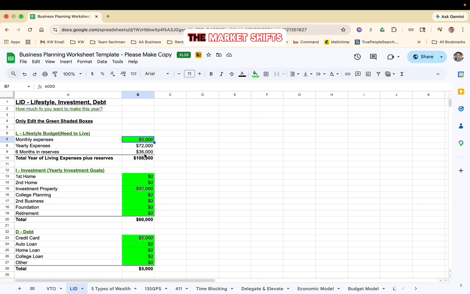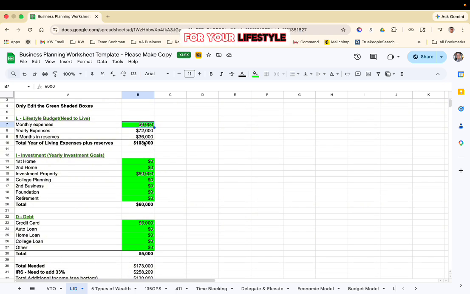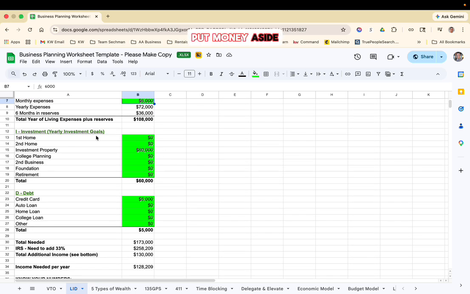We also know that when there are changes in the market shifts, we need to make sure that we have money in the bank. All right, so if you look at that, that's going to show you $108,000 total that is needed for your lifestyle. Then we come down to the investment side of things. The investment side is where you can put money aside for a first home, second home, an investment property, college planning, retirement, any one of those things. So you'll see here that this person chose to set aside $60,000 in the next 12 months in order to purchase an investment property. So you'll see at the bottom that calculates out $60,000.